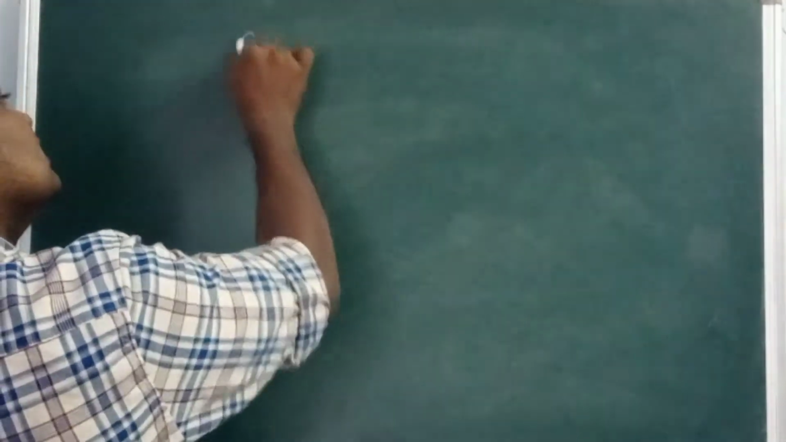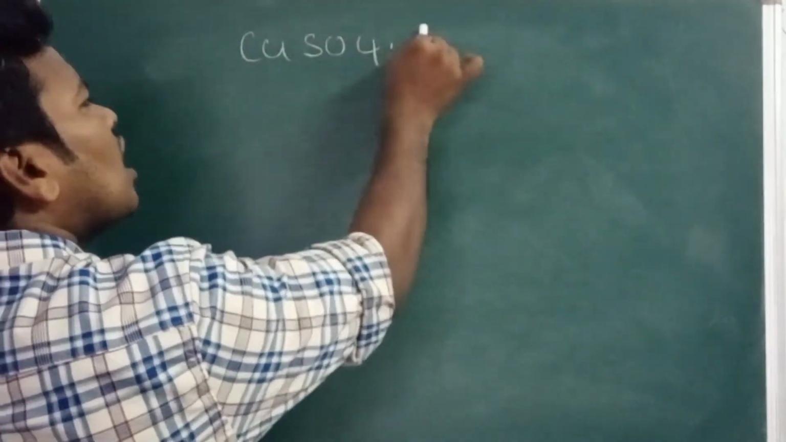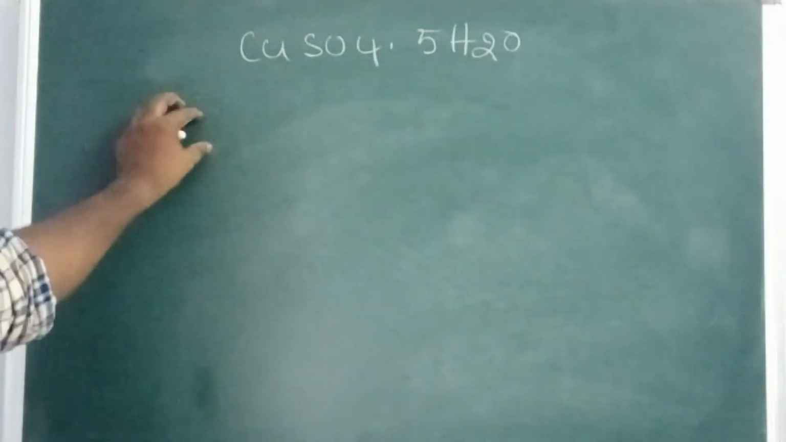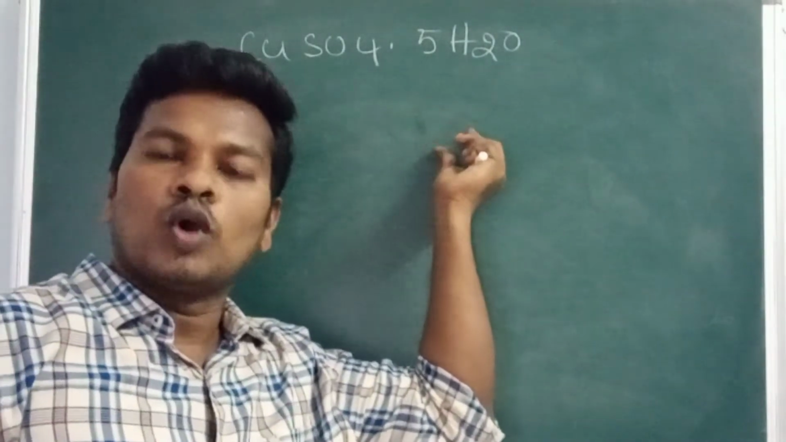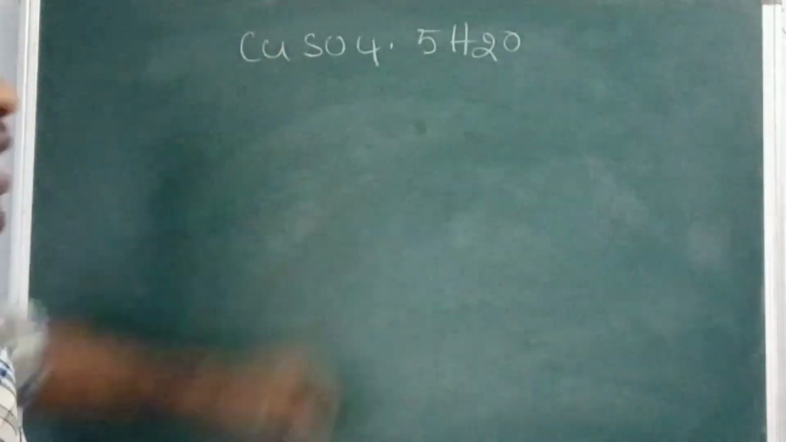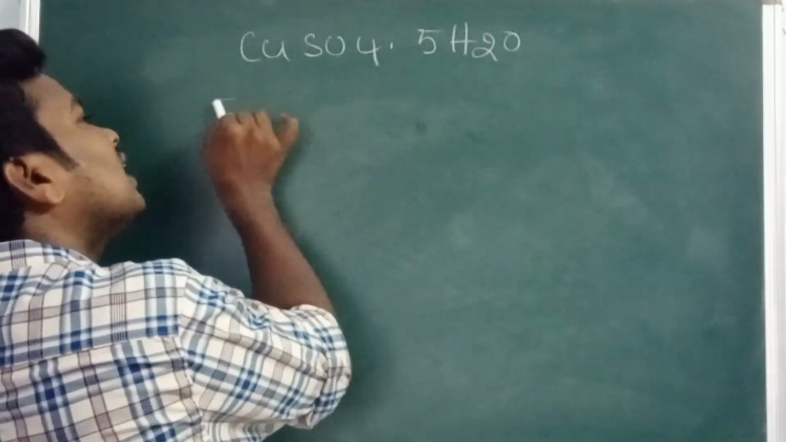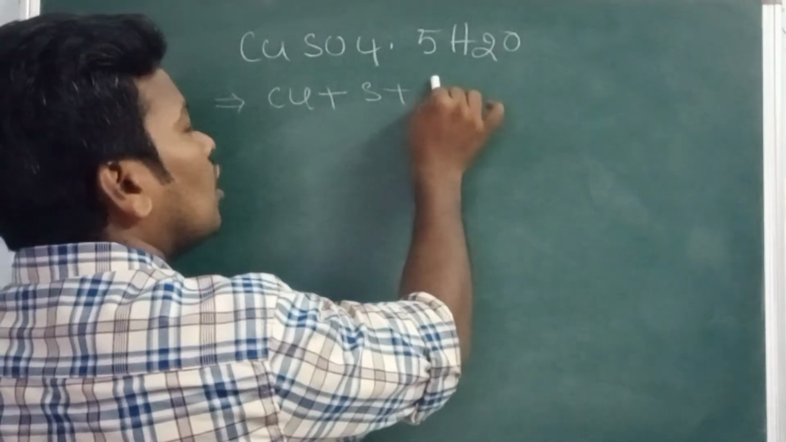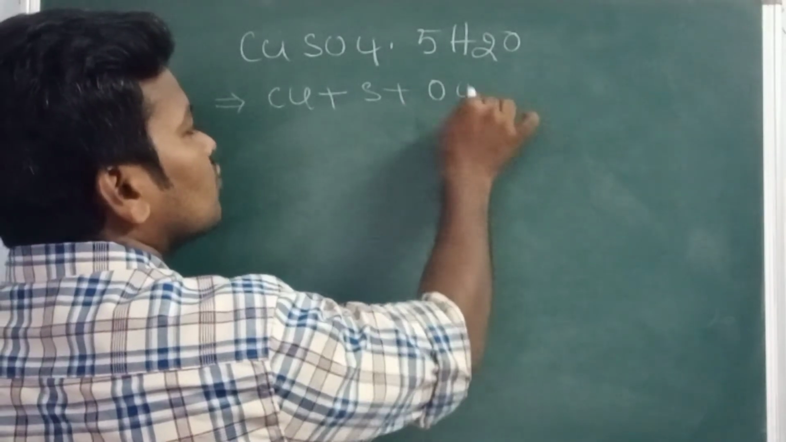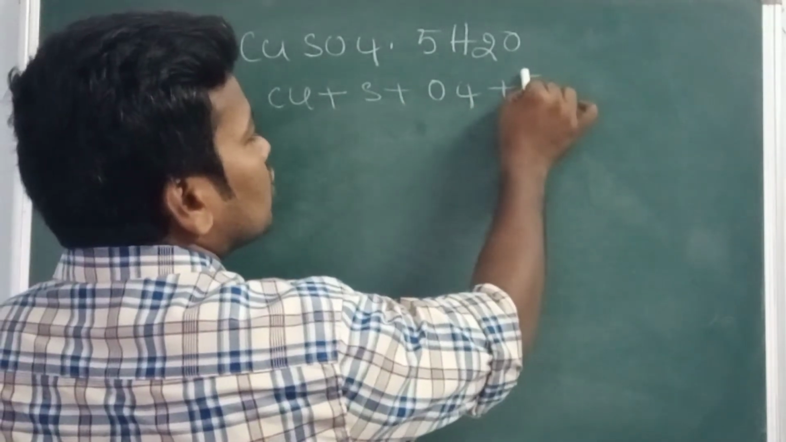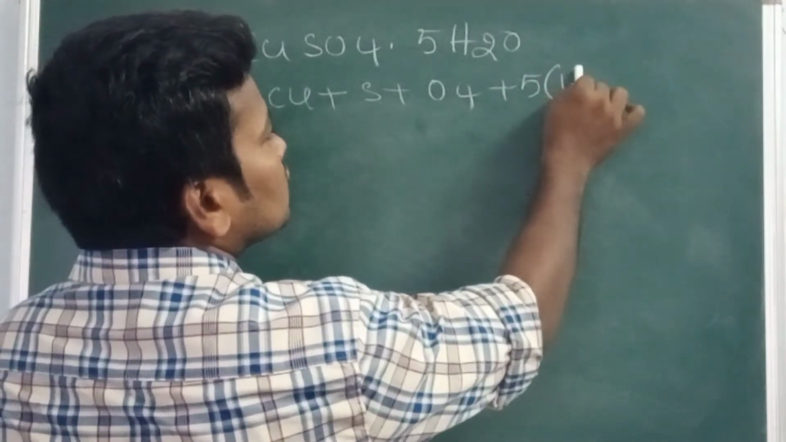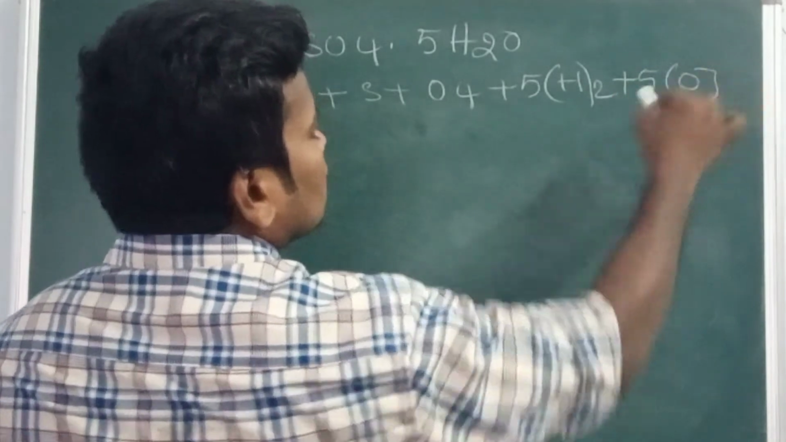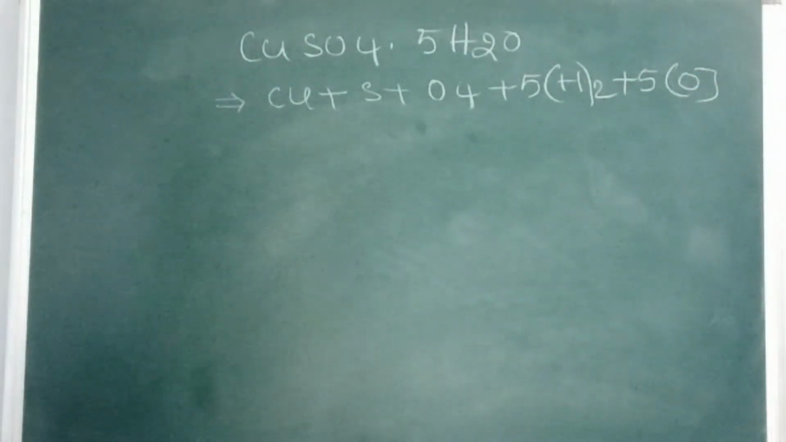For example, you can see CuSO4.5H2O. How to calculate the molecular mass? CuSO4 is of course copper sulfate, blue color, that's why it is called blue vitriol. First of all, the sum of the atomic masses: copper plus sulfur plus 4 oxygen plus 5 hydrogens plus 5 oxygen. 5 hydrogens plus 5 oxygen.